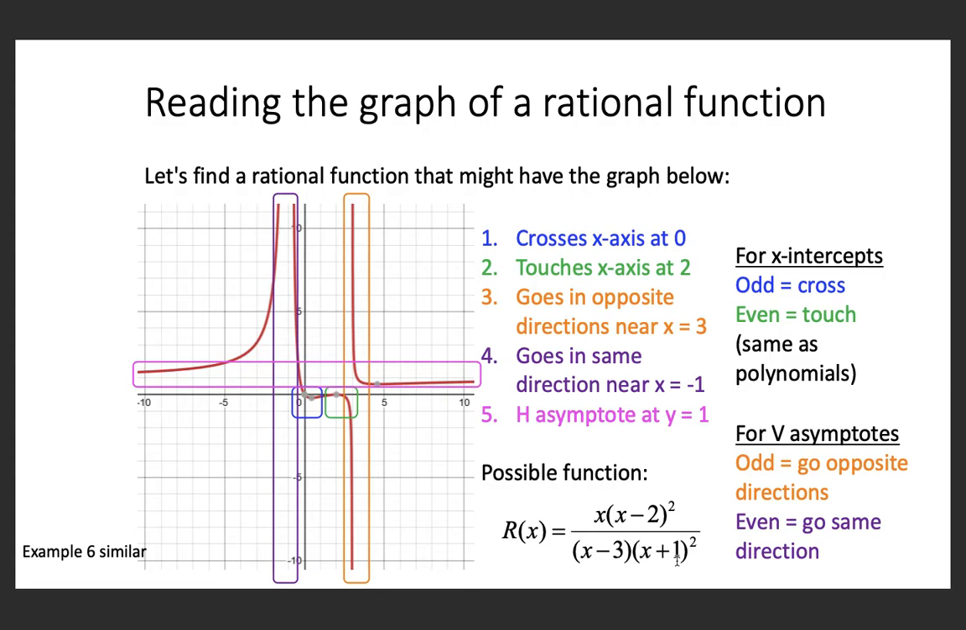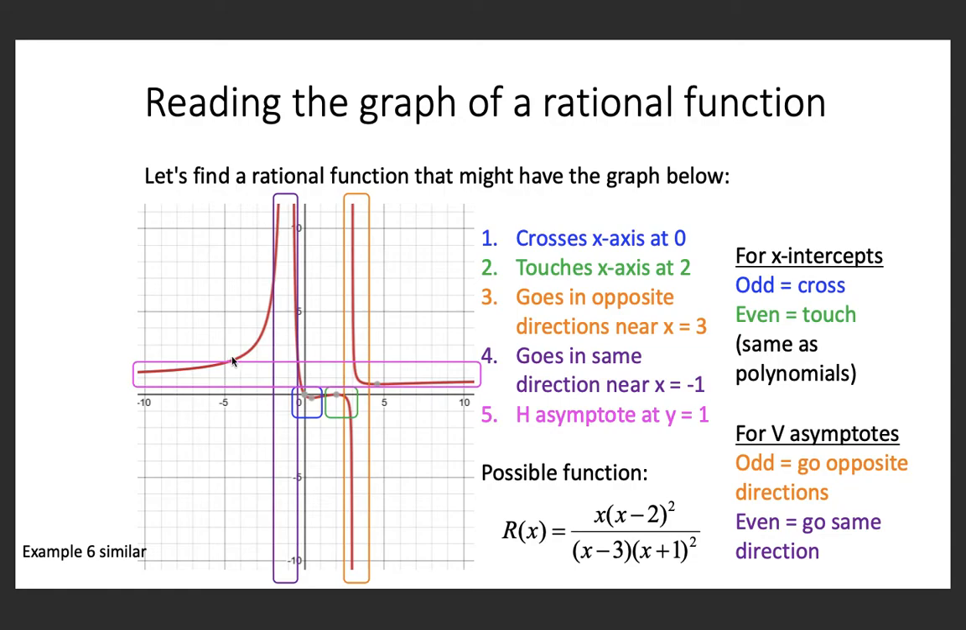Same direction is for x plus 1, which is here. How do we know that it is x plus 1? See, if our asymptote is x equals minus 1, then the factor is x plus 1. And same direction means power is 2. So this power 2 we gave ourselves, because we can see the graph is coming from the same direction on both sides.